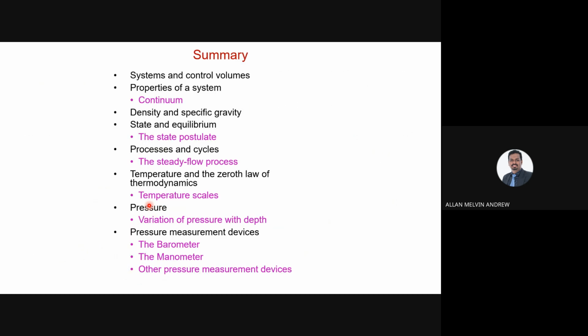So we have completed chapter number 2. We have covered systems and control volumes, the properties of the system, then density and specific gravity, states, and equilibrium position. Then we learned processes and cycles. Temperature and the zeroth law of thermodynamics we covered yesterday. Then we looked at pressures, and today we concluded the chapter with the pressure measurement devices.